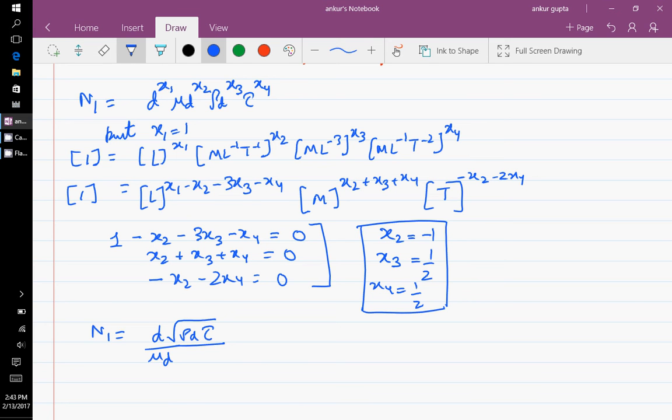So this is the value we got for our first dimensionless number, d rho d tau by mu d. Can we check whether these dimensions are 1 or not? Yes, we can certainly do that.